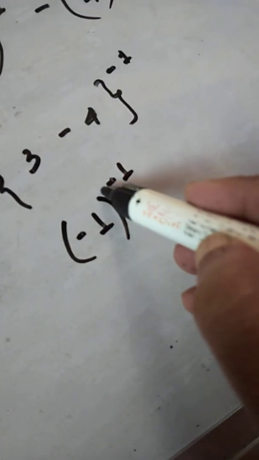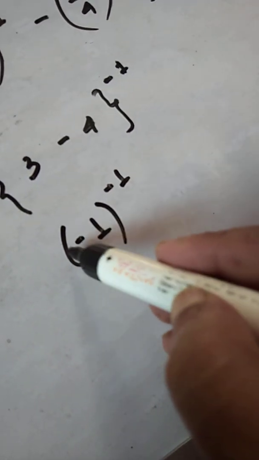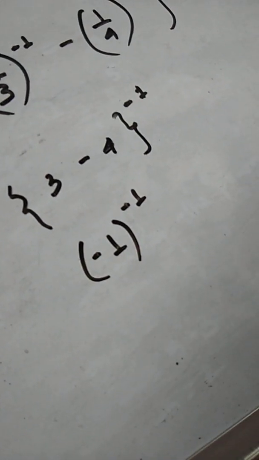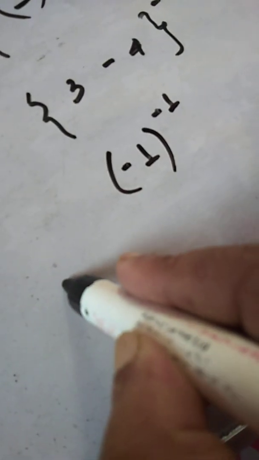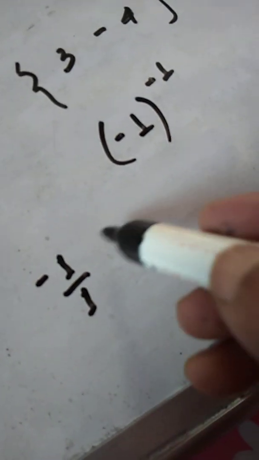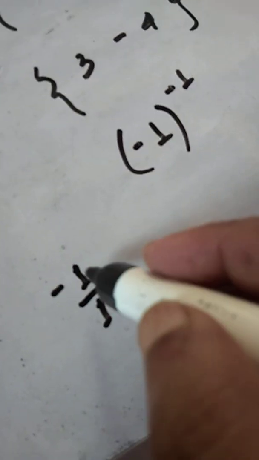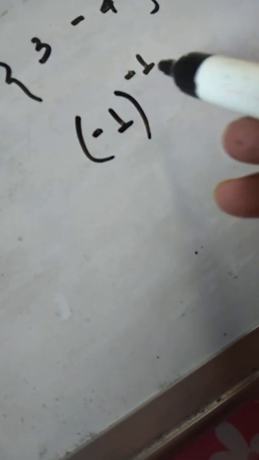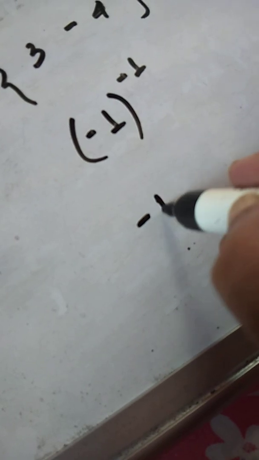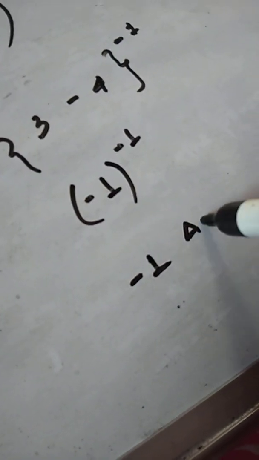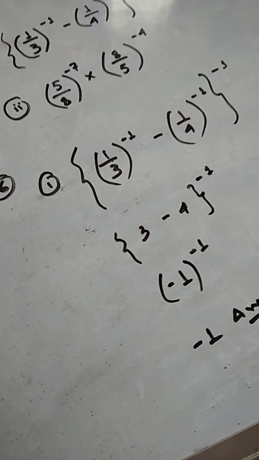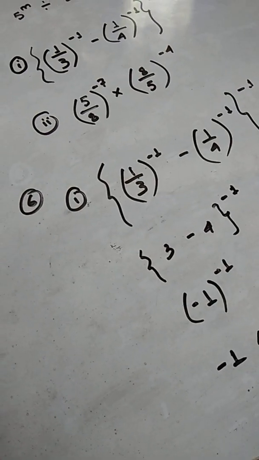So minus 1 to the power minus 1. Now see, again the power is minus, so we have to write the reciprocal of minus 1. So the reciprocal of minus 1 is what? Minus 1 only, because if I ask you the reciprocal of 1, 1 means 1 by 1, and the reciprocal of 1 by 1 is 1 by 1 only. So the reciprocal of minus 1 is minus 1 only. So you will write minus 1. So this is your answer. Okay, so this is also another very important question.